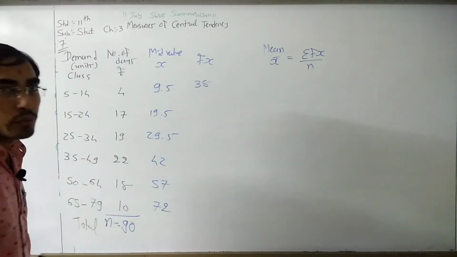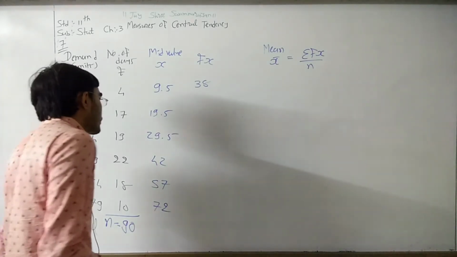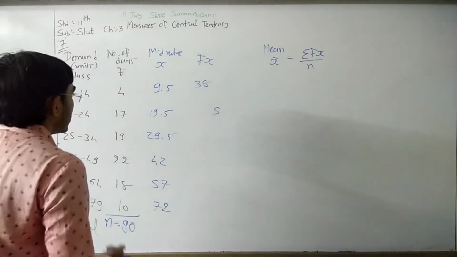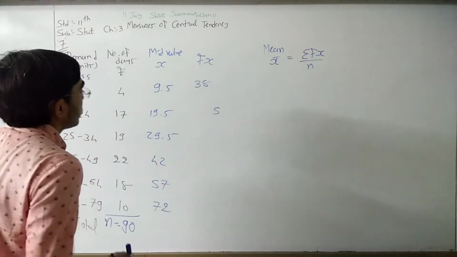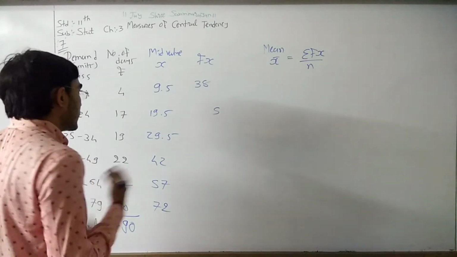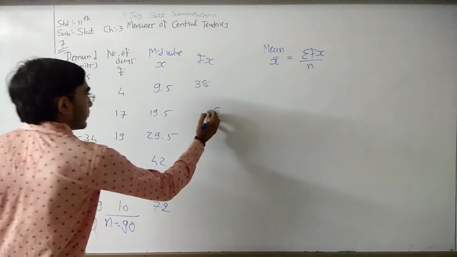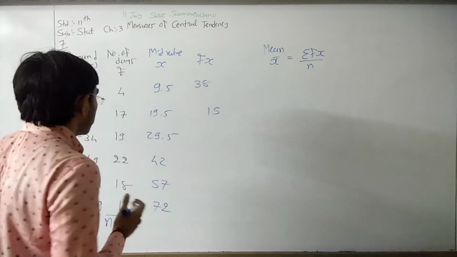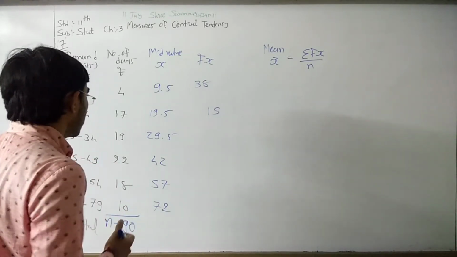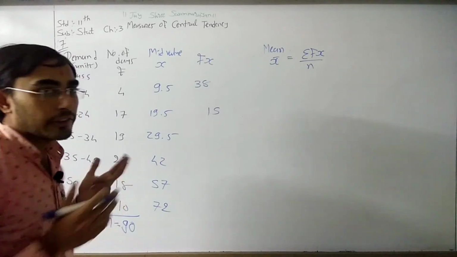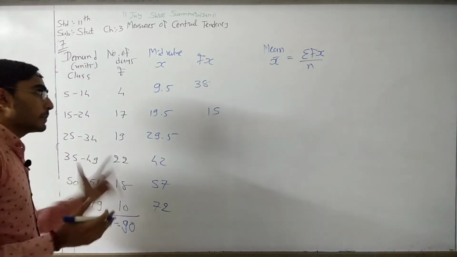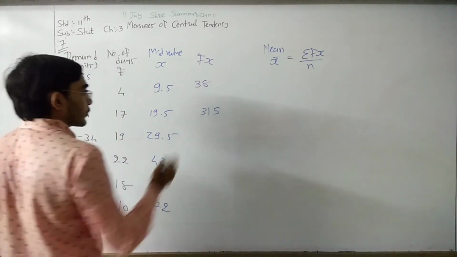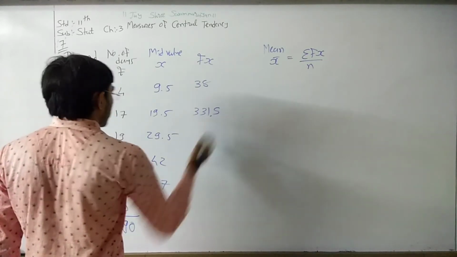19.5 into 17. So first of all, 5 7s are 35. 3, 5 ones are 5 plus 3, 8. 8 plus 63, 71. 7 remainder. Now 9 ones are 9 plus 7, 16. 16 plus 7, 23. And 1 ones are 1 plus 2, 3. So 331.5.